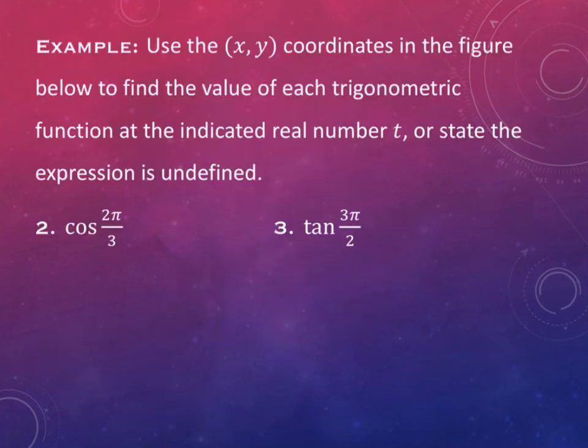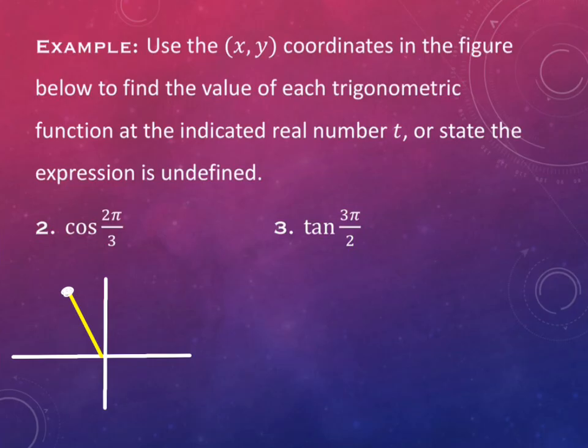So the first one is we are at 2 pi over 3. So 2 pi over 3 is in quadrant 2. And the pi over 3s are the ones that are nearest the y-axis. So it's this one up here. So this is my location.